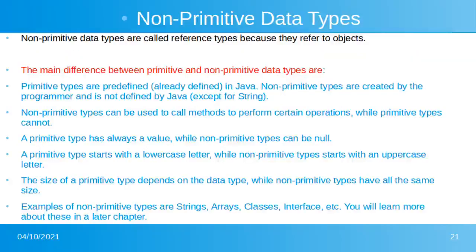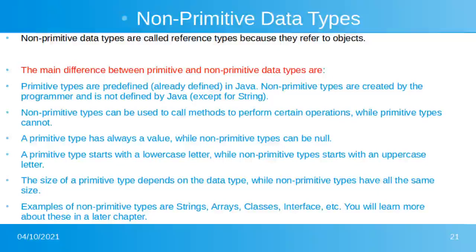Lastly, non-primitive data types. Non-primitive data types are called reference types because they refer to objects. The main difference between primitive and non-primitive data types are: primitive types are predefined, already defined in Java. Non-primitive types are created by the programmer and are not defined by Java, except for String. Non-primitive types can be used to call methods to perform certain operations, while primitive types cannot.